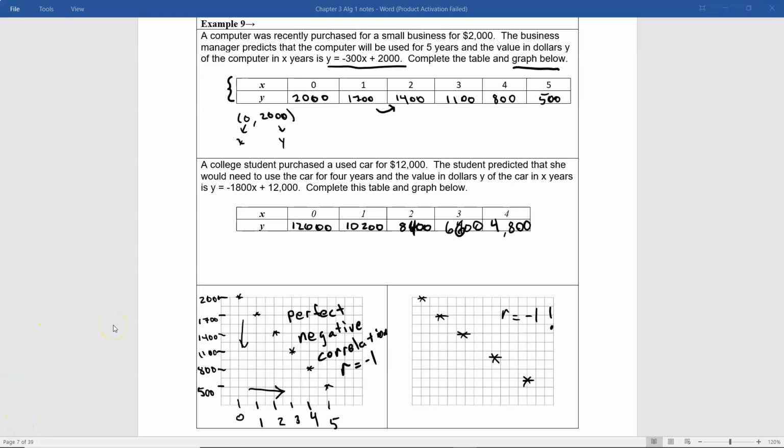Filling out this chart, by plugging in all of our x values, you should get the outputs of this, or what I have in the y column. Sorry, what I have in the y row. I didn't put any tick marks on this graph because I already know that this is going to decrease by 1800 every year. So as the years increase, the value is going to decrease. So we again are going to see a perfect negative correlation.